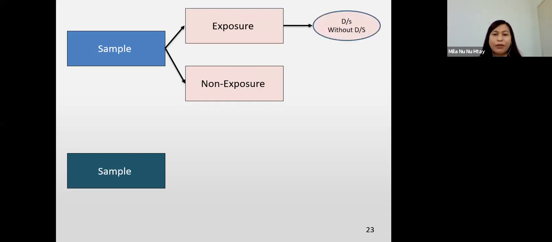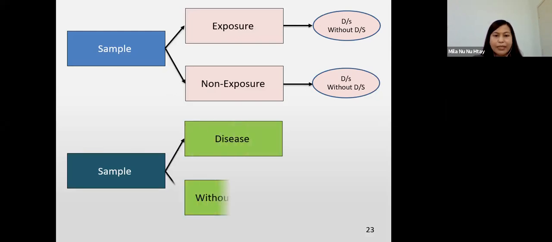For example, from the exposed group, we will calculate how many of them have the outcome disease and how many are without disease. Similarly for the non-exposed group, we will do the analysis: how many of them have the outcome disease, and how many do not. Then we can compare these two groups.